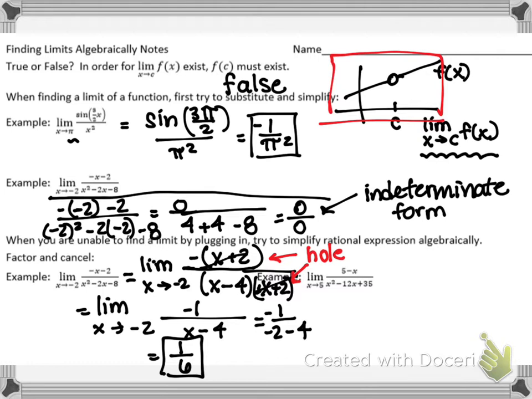Okay, the next one over here, let's go ahead and see if we get an indeterminate form when we plug in. So plugging 5 into the numerator, I have 5 minus 5, which is 0. Plugging 5 into the denominator, 25 minus 12 times 5, which is 60.